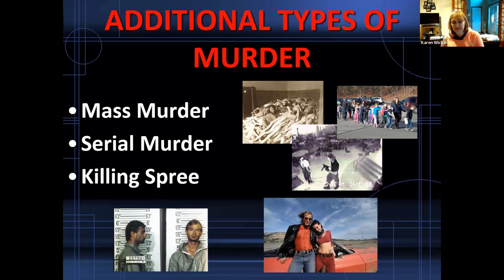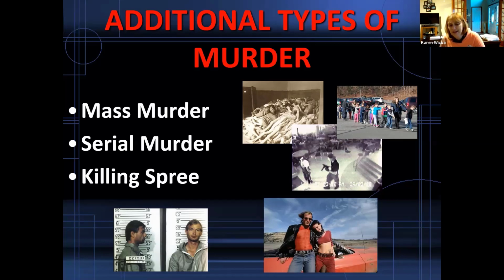Serial murder is a little different. You do kill multiple people, but you have kind of a cooling off period in between. So you kind of find somebody, you kill them, then you look for another person and you kill them. So they're not all at the same instant, right? So there's this cooling off in between each of the murders.